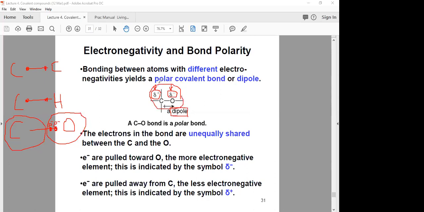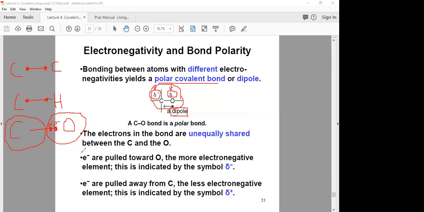And this is also referred to as a polar covalent bond. So bonding between atoms with significantly different electronegativities, which we saw here in terms of the difference between the carbon with a 2.5 and the oxygen with an electronegativity value of 3.5, has resulted in the creation of a dipole, that is the delta positive, delta negative, and we now refer to this particular covalent bond as a polar covalent bond, or simply as a dipole.